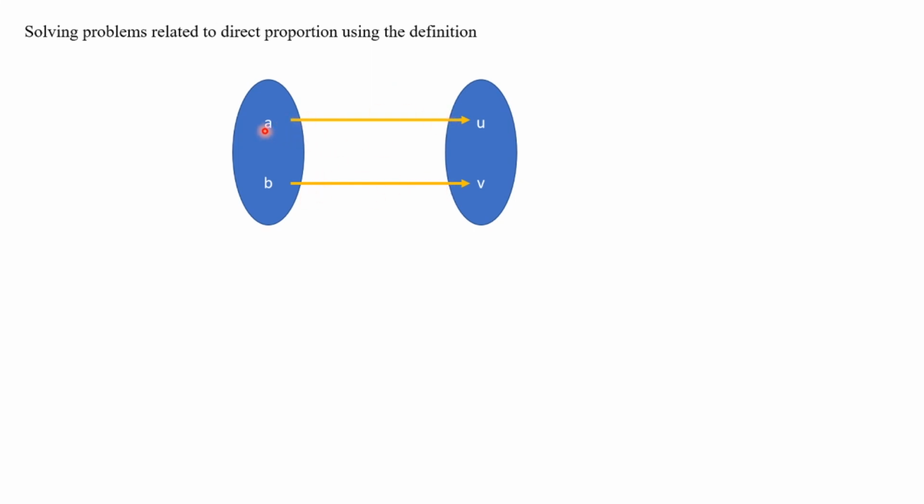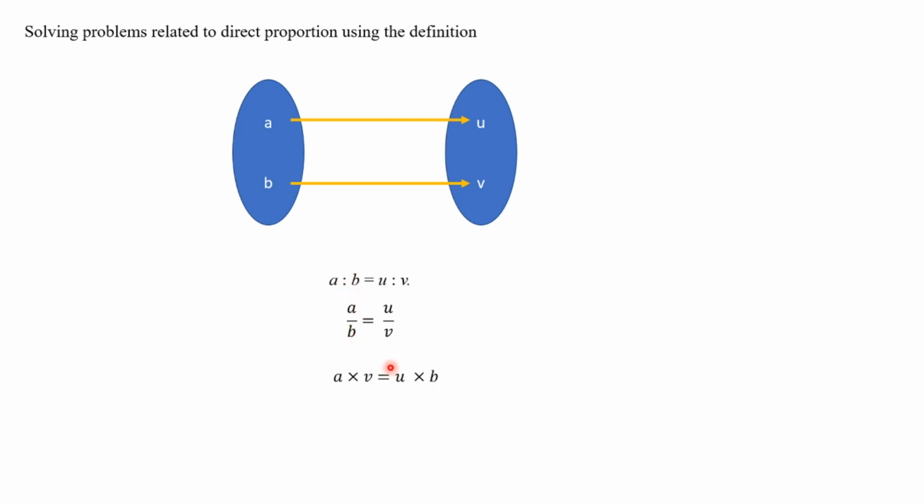In the first table, if you take A to B, it should be U to V. I told you, according to the direct proportion theory, the ratio between these two quantities should be equal to the ratio between the other two quantities. So then you can write this ratio as A divided by B equals U divided by V. This is a mathematical concept.